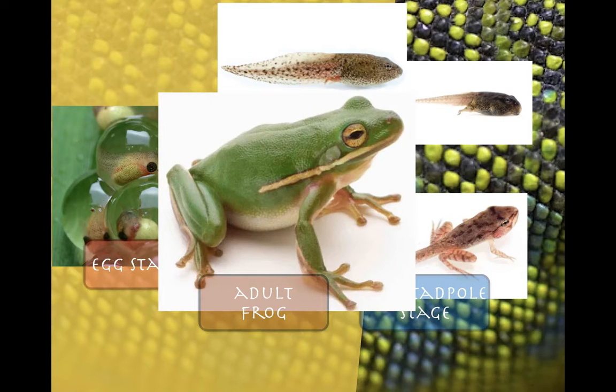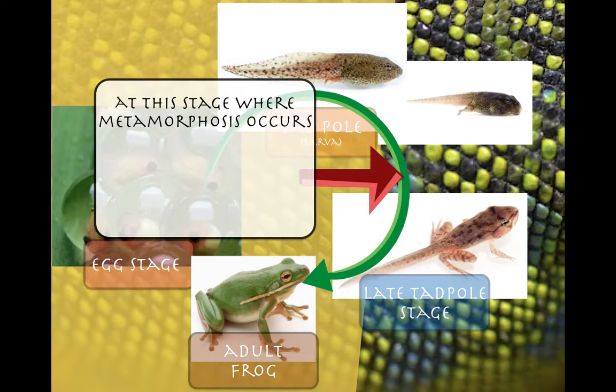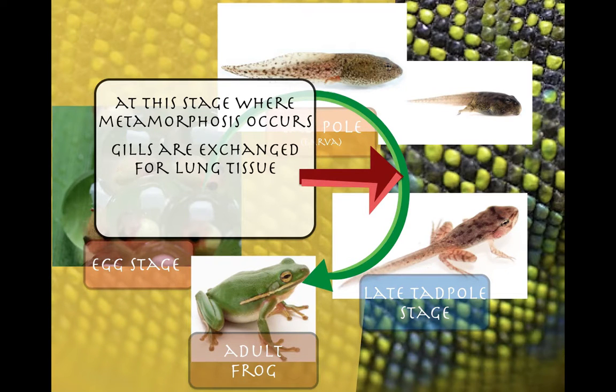Okay, and then finally the adult frog stage, the juvenile stage, where they have now developed their lung tissue and they're primarily now land animals. Even though they're primarily land animals, they still live near fresh water, okay, because that's where they're going to reproduce. So you'll notice where I have my arrow pointed at. This is kind of the tadpole and late tadpole stage. This is where the metamorphosis occurs. And I mean, you go from having gills to lung tissue.